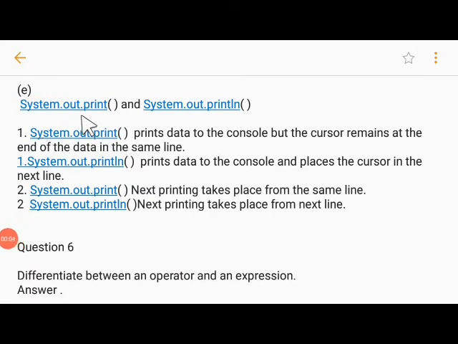Students, a very important difference now. Difference between System.out.print and System.out.println. So here System.out.print prints the data to the console, but the cursor remains at the end of the data in the same line. It doesn't change the line. System.out.println prints the data to the console and places the cursor in the next line. So whatever is after the println will appear in the next line. With System.out.print, next printing takes place from the same line, and with System.out.println, next printing takes place from the next line.